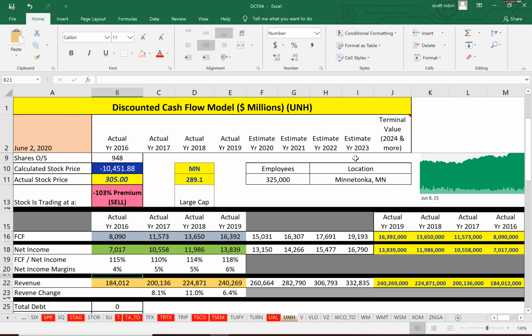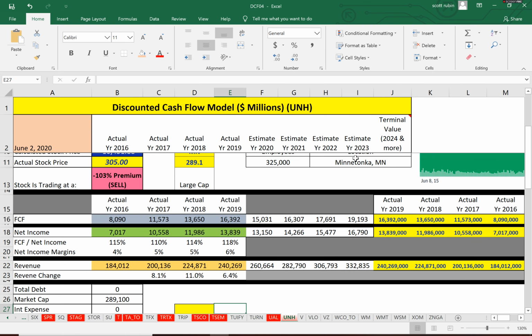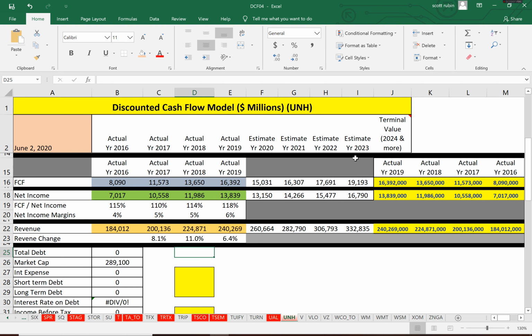The numbers look pretty good. There's no negatives, so that's the only issue with discounted cash flow models, is when you have a lot of negatives, it really messes up the future valuation. But everything looks pretty consistent, so let's move on.